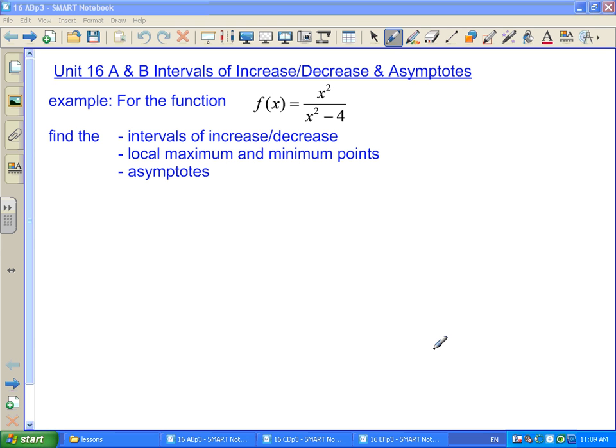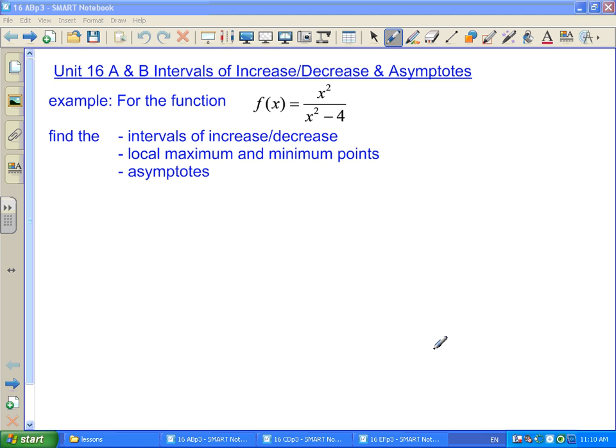So let's just jump in here with an example. If we've got a function here, f of x equals x squared over x squared minus 4, we're going to want to be able to find the intervals of increase and decrease. To do that, we're going to need to find the local maxima and minimum points, and then we're going to move on and find the asymptotes.